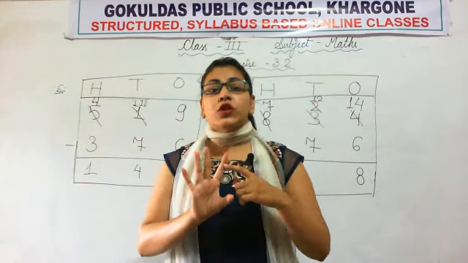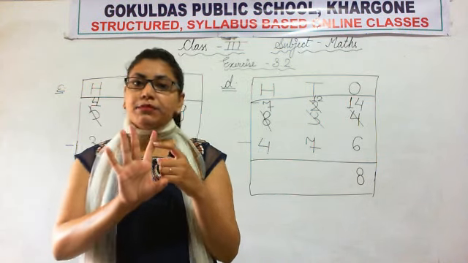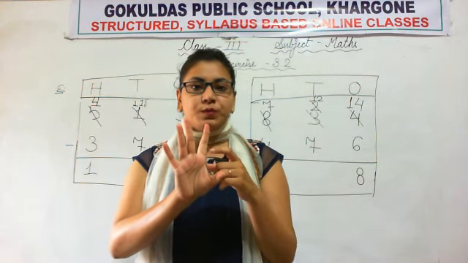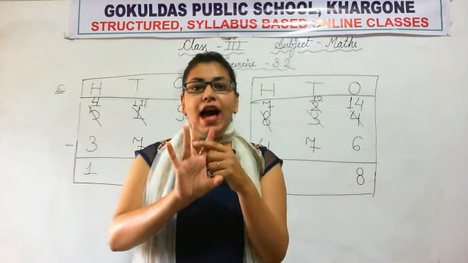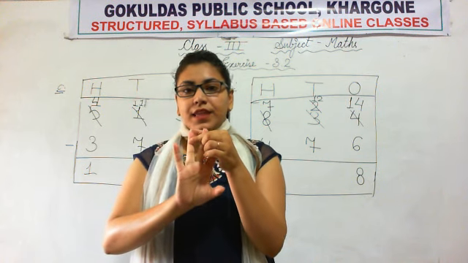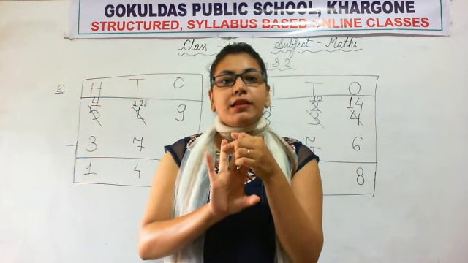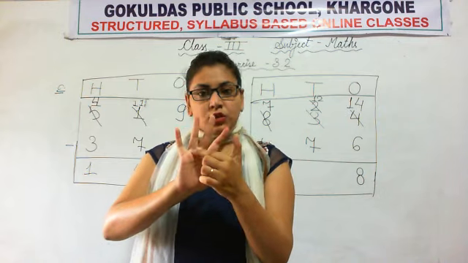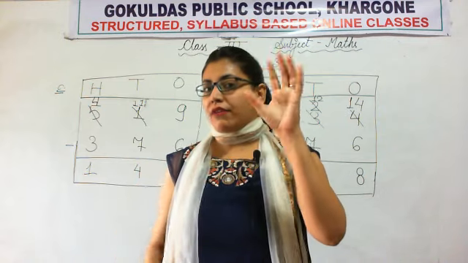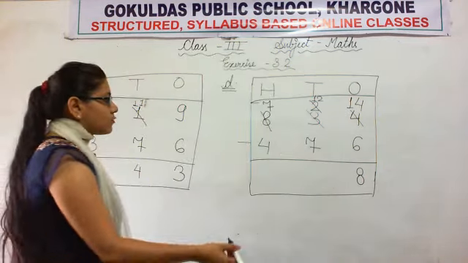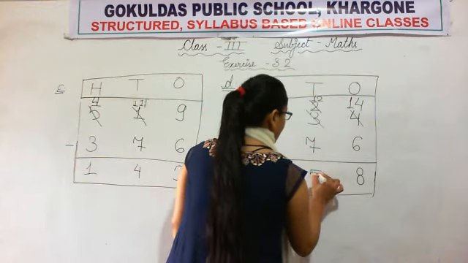Minus 7. So now we'll count 7 times backward. 1, 2, 3, 4, 5, 6, 7. Now let's count the remaining finger marks. 1, 2, 3, 4, 5. 5 finger marks left. It means we will write the number 5.